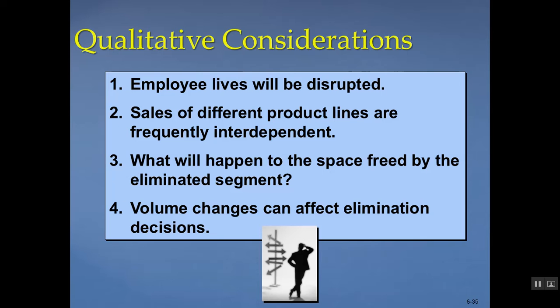In addition, we need to consider the qualitative considerations. So if Premier eliminates the copier segment of its business, employees will be displaced and their lives will be disrupted. Management may cause some customers to seek other sources of office equipment, specifically companies with broader product lines. And then there's the additional impact of the freed up space that was previously allocated to the copier segment. So we need to consider all of these things as well as the numbers.